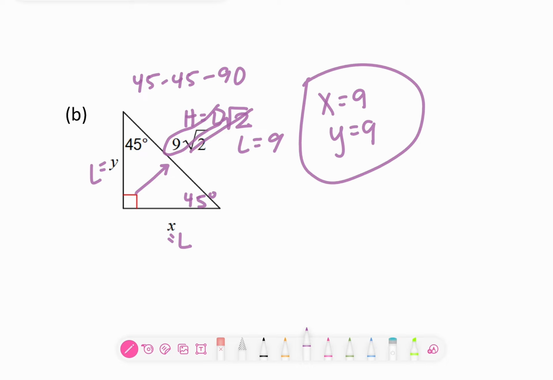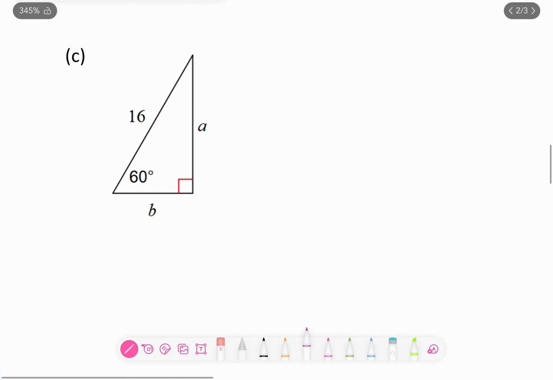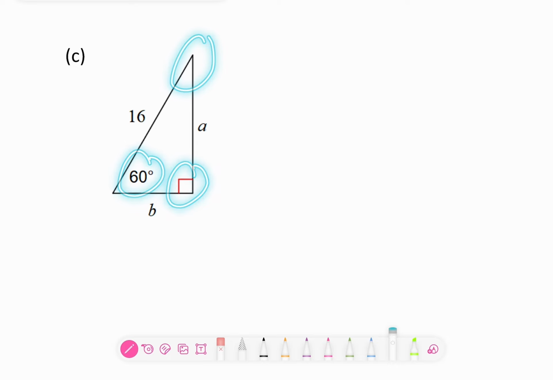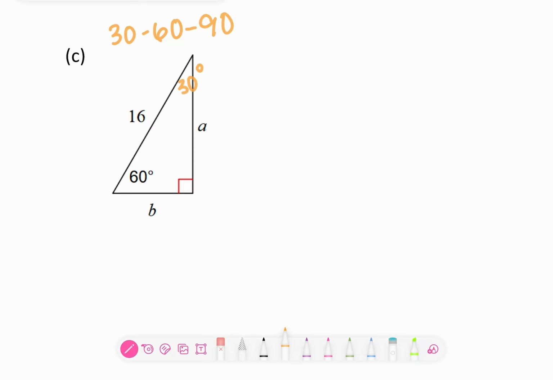All right, perfect. Last one here, C. Let's take a look. So for C, what we see is we have a 30, 60, 90 again, because I see the 90 and I see the 60, which means this one has to be a 30. So this is a 30, 60, 90 again. And we're missing the 30-degree angle again. So let's add that in.